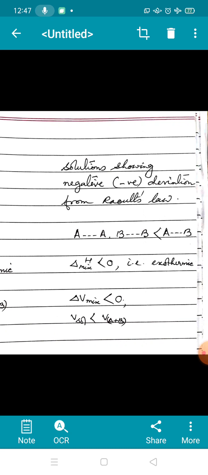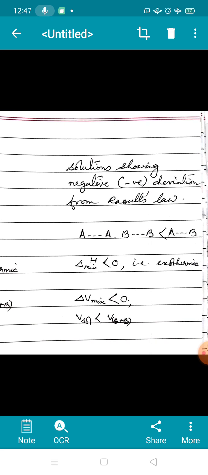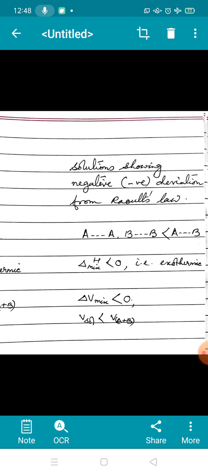Now, solutions which show negative deviation, the scenario is just reverse. AA and BB interactions are weaker than AB interaction. That means molecules of solute and solvent are much closer than the molecules of pure A and pure B. That means it can be considered as if some bonds are forming. And you know, when bonds are formed, energy is released. So you may notice here delta H mix is less than 0, which means the process is exothermic.